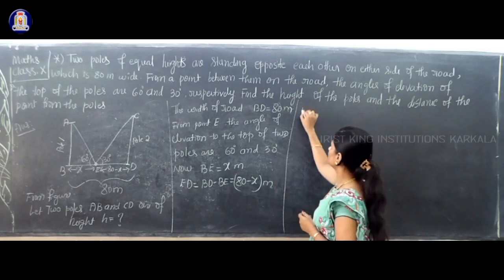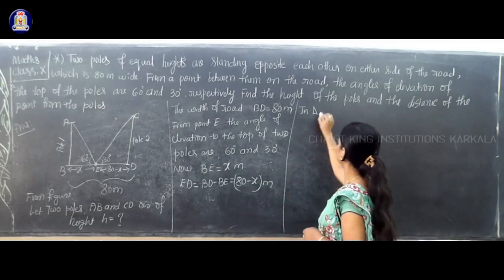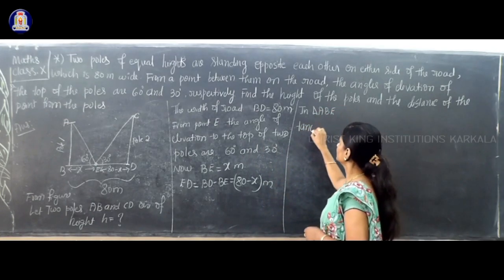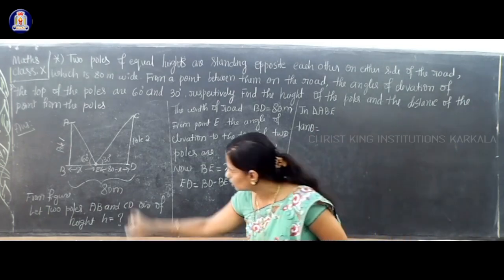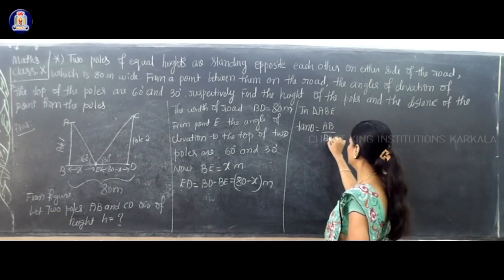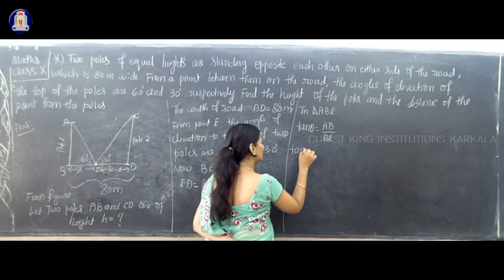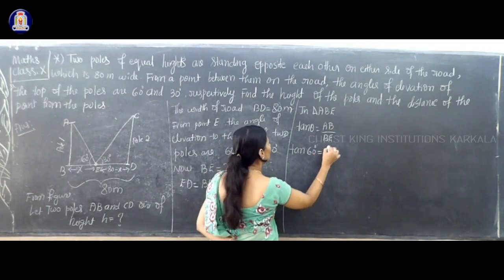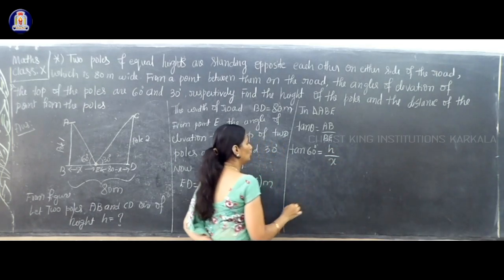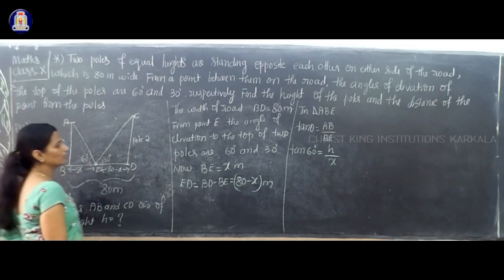So which triangle is it? In right angle triangle ABE, tan theta is equal to, which is the opposite side? Opposite side is AB divided by BE, the adjacent side. So theta is 60 degree. AB is height h. BE is what? x. Correct? BE is x. AB is h, the height of the pole.